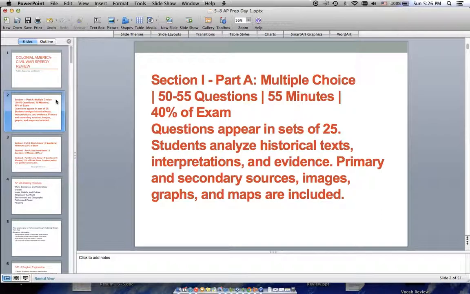The first part, you'll take a multiple choice test. You'll have 55 questions and 55 minutes to answer them. That's about 40% of the exam.